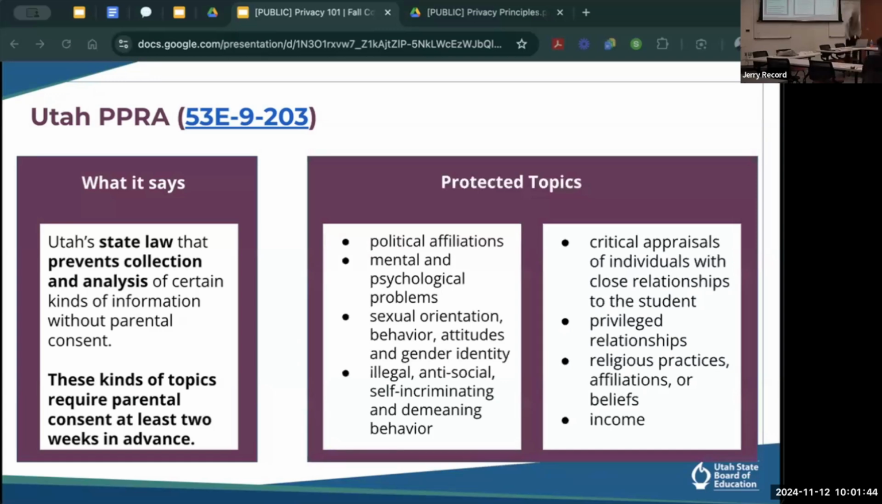Before you ask a student about their political affiliation or the political affiliation of their family members, you have to get parent consent. Before you ask a student about their sexual orientation, behavior, attitudes, or gender identity, or the sexual orientation of their parents or family, you have to get parent consent. Another example is before you ask a student about their or their family's religious practices or beliefs. So you can see how this law ensures that students aren't put in a vulnerable position where they feel the obligation to disclose what's generally considered to be pretty private or sensitive information.